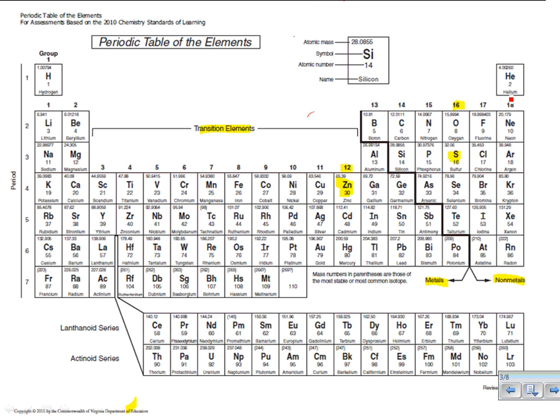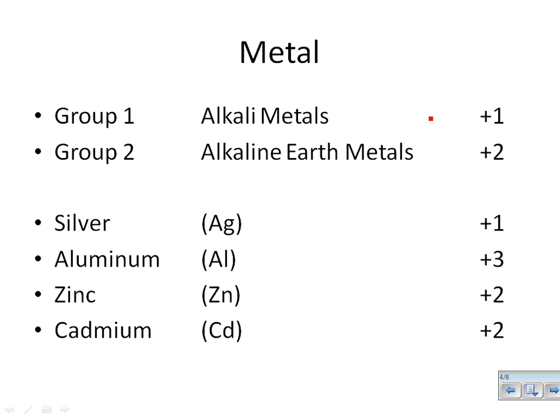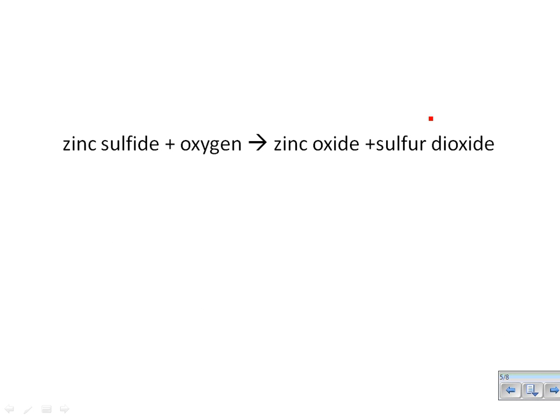That group 16 element is going to form, because it needs two more, a -2 ion. Zinc is one of those transition elements, but we know from our naming compounds that it always forms a +2 ion. So we can write out our zinc always forms a +2, sulfur forms a -2. They combine in a 1-to-1 ratio to zero out the charges.